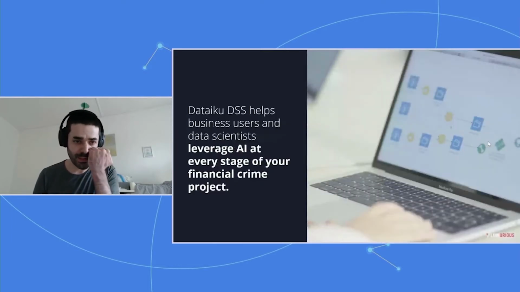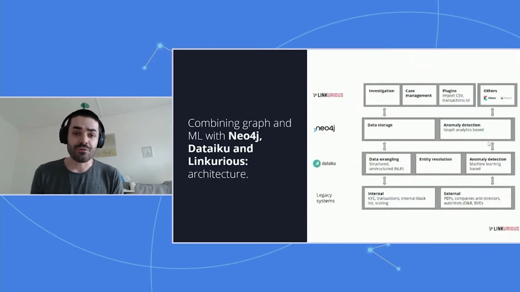We will also be using Dataiku DSS, which is a data science platform, and it helps business users and data scientists leverage AI at every stage of a financial crime project. And finally, we will also use Neo4j, the most popular graph database out there.